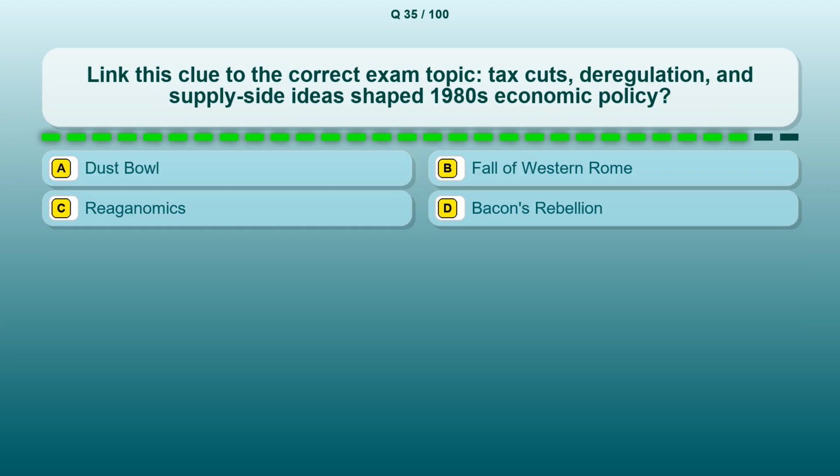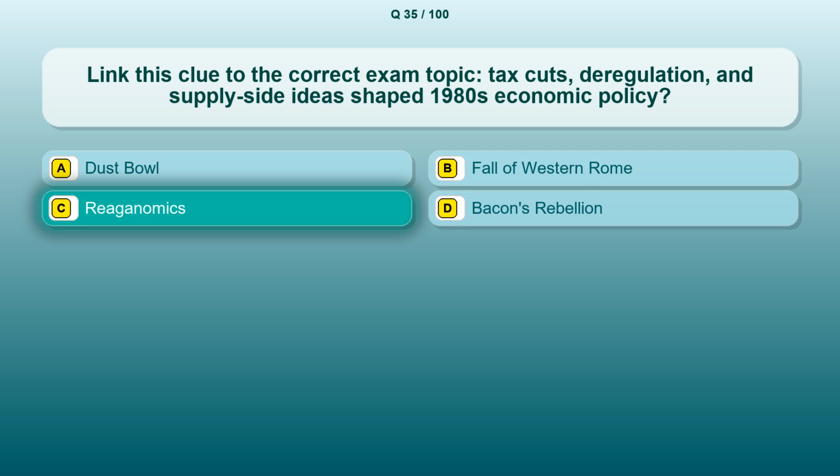Question 35. Link this clue to the correct exam topic. Tax cuts, deregulation, and supply-side ideas shaped 1980s economic policy. Option A, Dust Bowl. Option B, Fall of Western Rome. Option C, Reaganomics. Option D, Bacon's Rebellion.